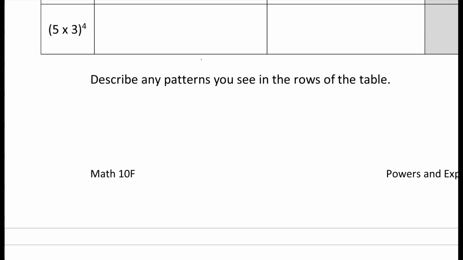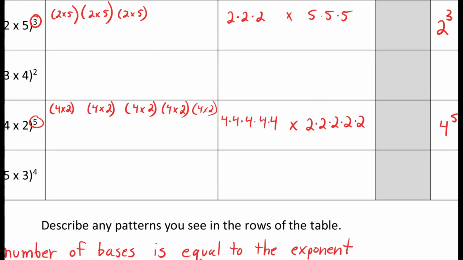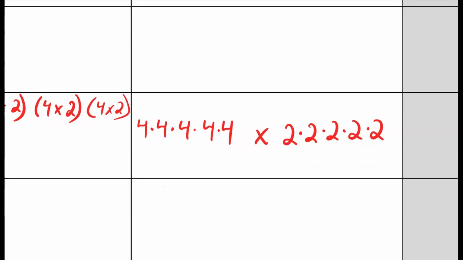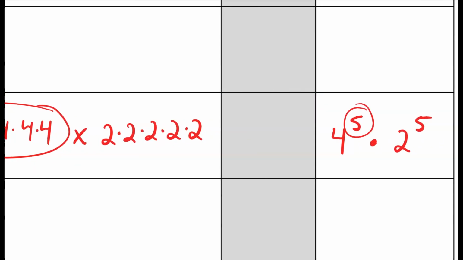Well, the number of bases is equal to the exponent. What that means is when we had it expanded all the way, the most that we could as possible, for example, this one here, we added up the total and the number of bases was equal to the exponent. So we had 5 in there and it was equal to this 5 right here.